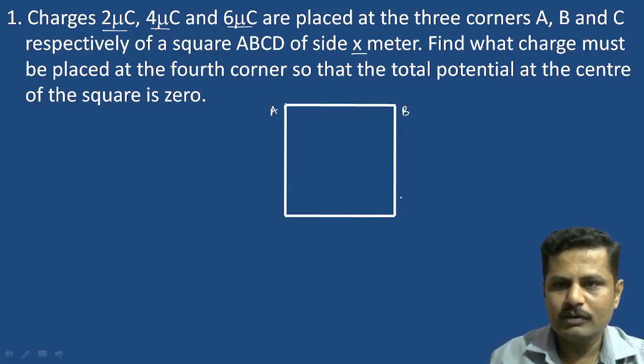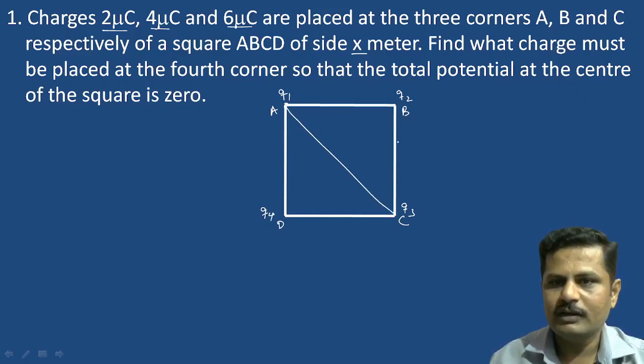Let me consider the square ABCD here, and we are placing the charges Q1, Q2, Q3 at A, B, C respectively, and we need to find out the value of Q4 so that the total potential at the center of the square must be equal to 0. So that means how much charge must be placed at the point D to make the total potential at the center of the square 0.